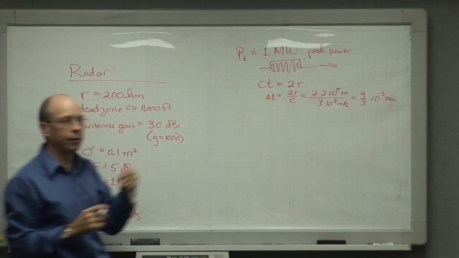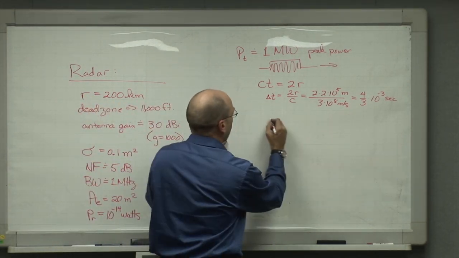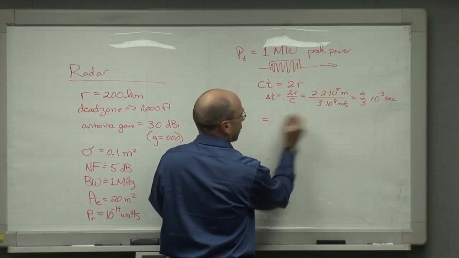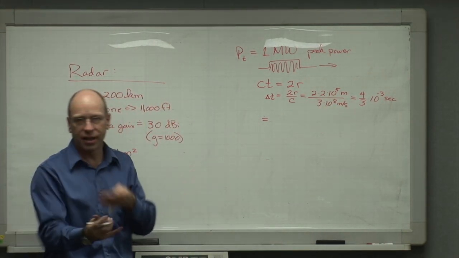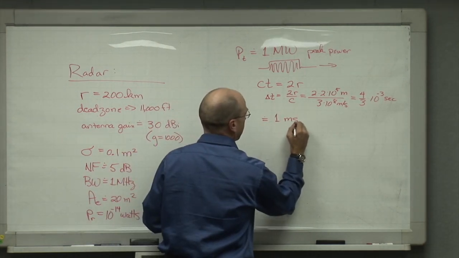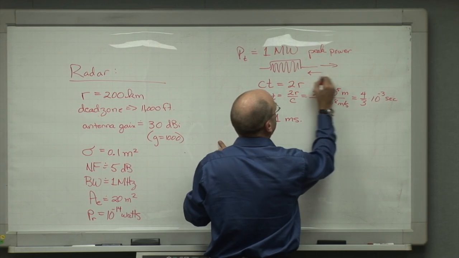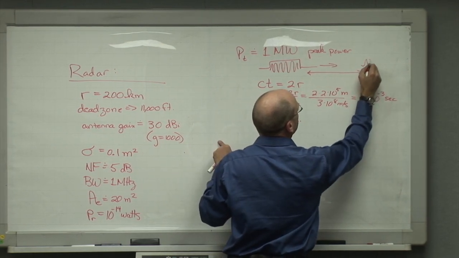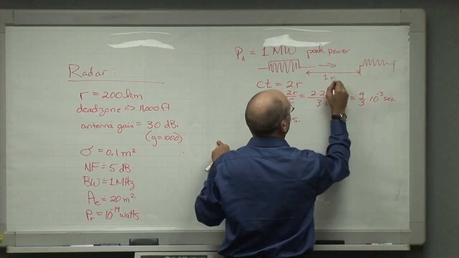The delta t, the interval that we have to wait before we can fire a second pulse, is going to be on the order of 1 millisecond, 1,000th of a second, 4/3. Again, we're getting rough numbers here. So, on the order of 1 millisecond. So now we know how long we have to wait between these pulses, and that is going to be an interval. Here's our other pulse. That's going to be an interval on the order of 1 millisecond.